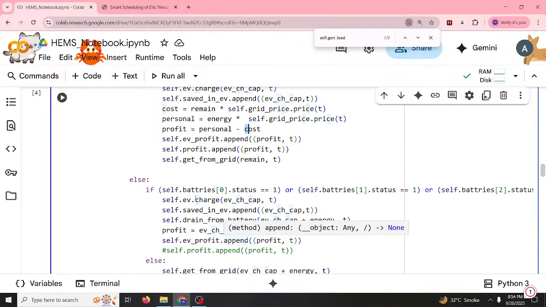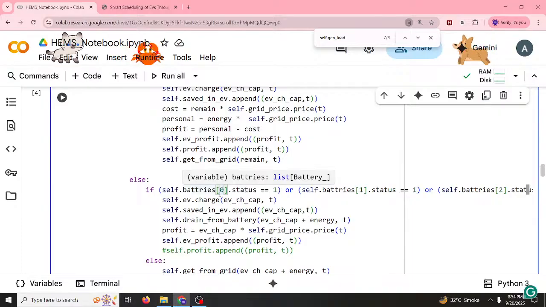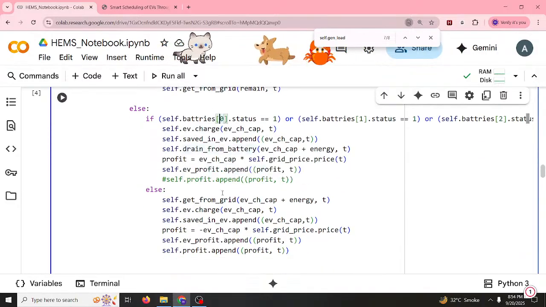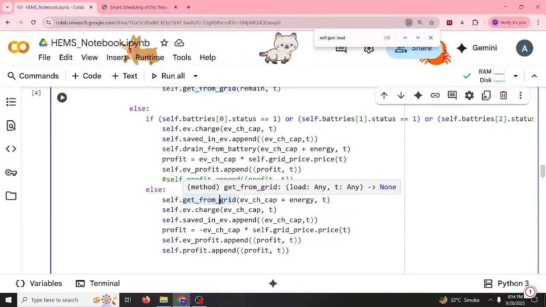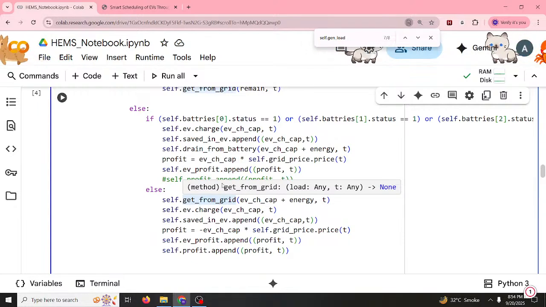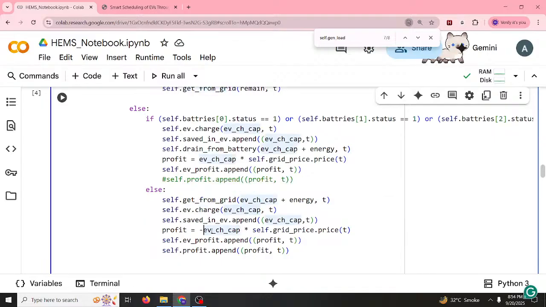On the other hand, if we have some amount available in the batteries, we can drain it from the battery, and we can also get from the grid if we have to charge the EV, because EV is our first priority here. Whenever EV is at home, it is our first priority to charge. So we just make this profit negative so that we can just consider it as a cost rather than a pure profit.